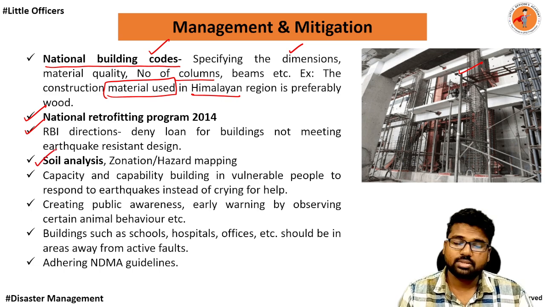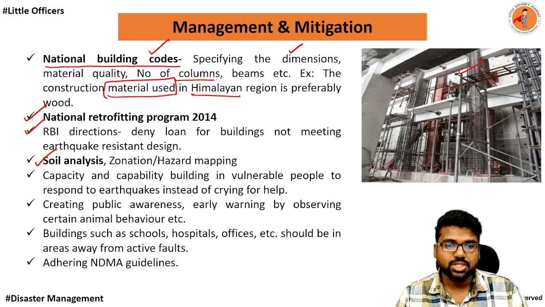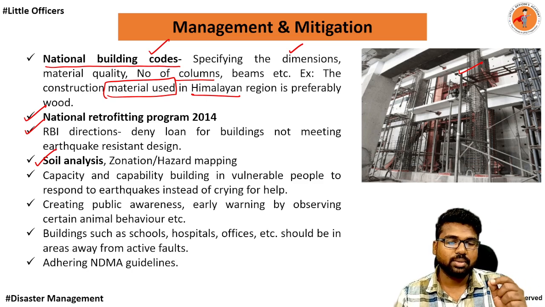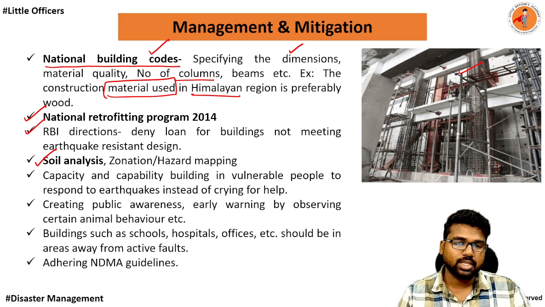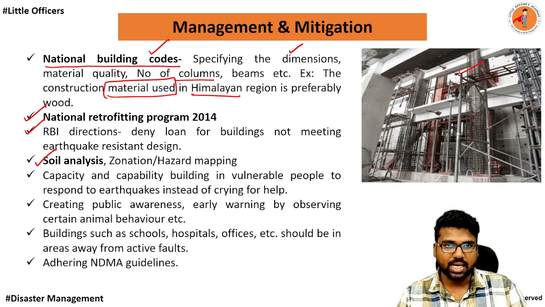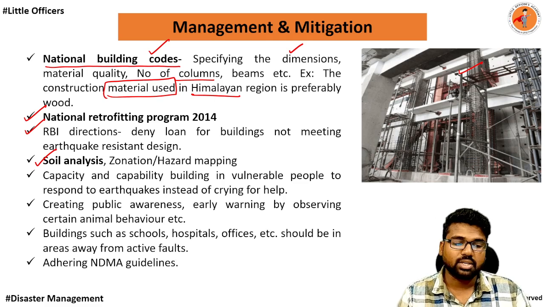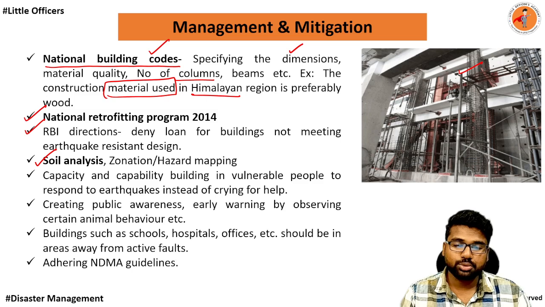Similarly, soil analysis, zonation and hazard mapping, which we have just seen. Soil analysis means checking the property of the soil, whether it is loose or compact, what kind of structure it has, and how much weight it can withstand. This kind of analysis is also a very good way forward to reduce the impact.